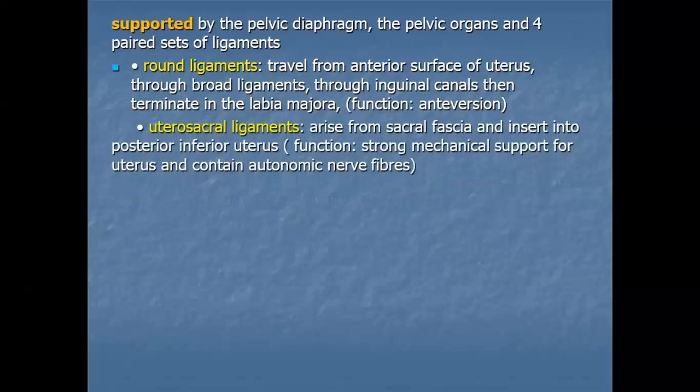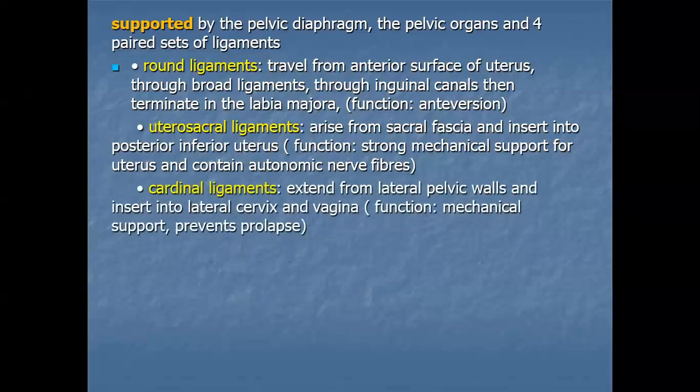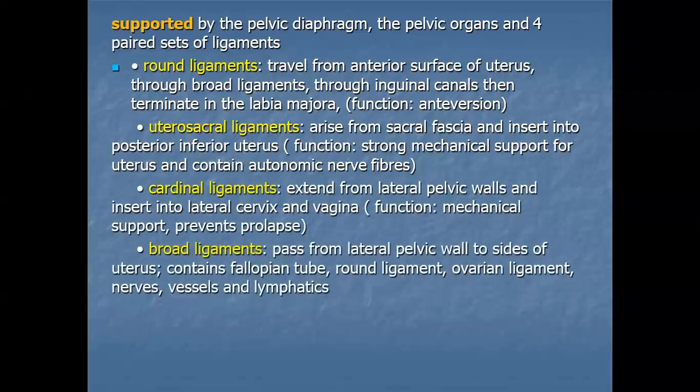We have the major supportive ligament, which is the uterosacral ligament. It arises from the sacral fascia and is inserted into the posterior inferior part of the uterus. It is a strong mechanical support for the uterus. It contains autonomic nerve fibers. We have the cardinal ligaments or transverse cervical ligament, extending from the lateral pelvic wall and inserted laterally to the cervix and upper part of the vagina. It is a major mechanical support and prevents uterine prolapse.